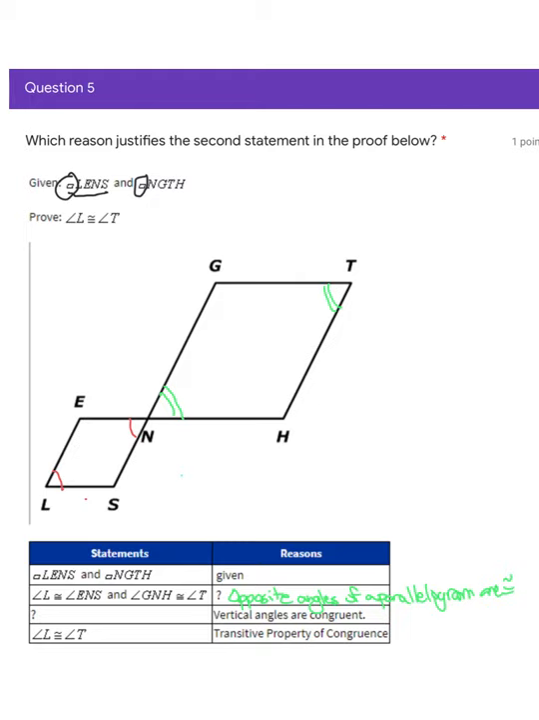They're not asking you about this, but I'll just go ahead and help you out with it. The next statement is missing, but the reason is that vertical angles are congruent. Well, they're basically saying that ENS also has to be congruent to GNH because vertical angles are congruent. So since these two are congruent, then by the transitive property, L is congruent to angle T also. So all of them should have two arcs in them because all of these four angles are congruent.